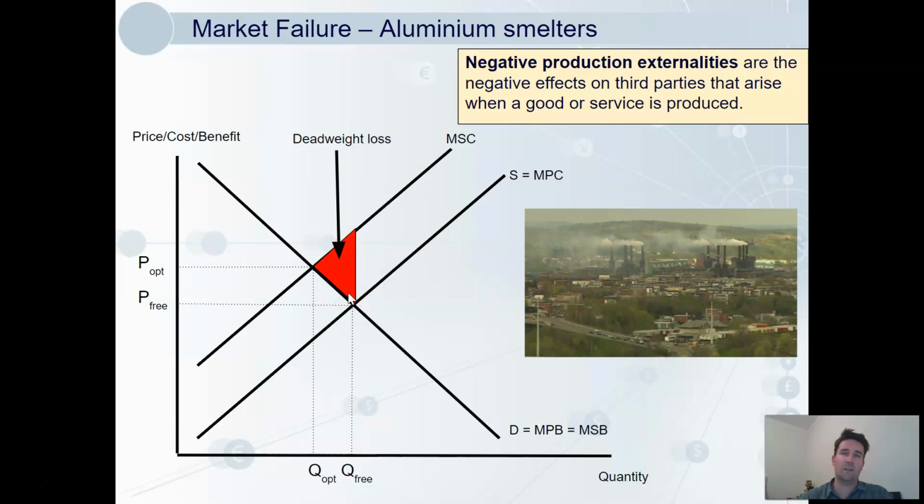Now, a trick to these diagrams is that the welfare loss will always point to the socially optimum equilibrium. So you can go back and look at the other ones you've drawn. This is where they'll be. They'll always point to Q-opt, where MSC equals MSB.